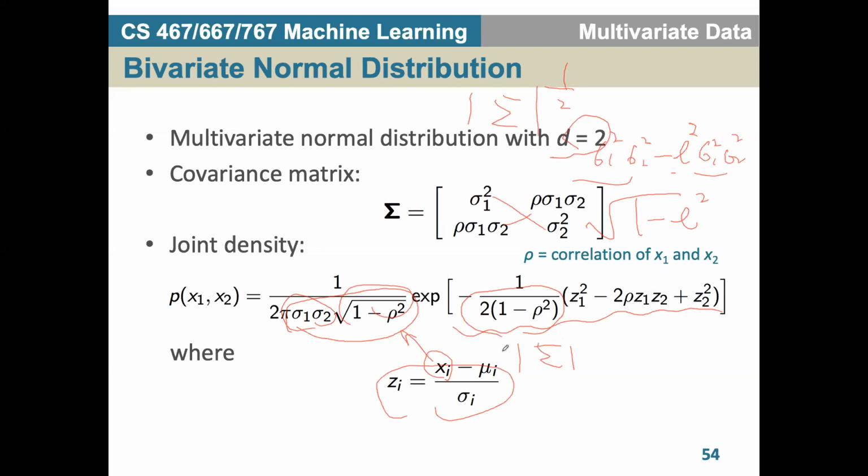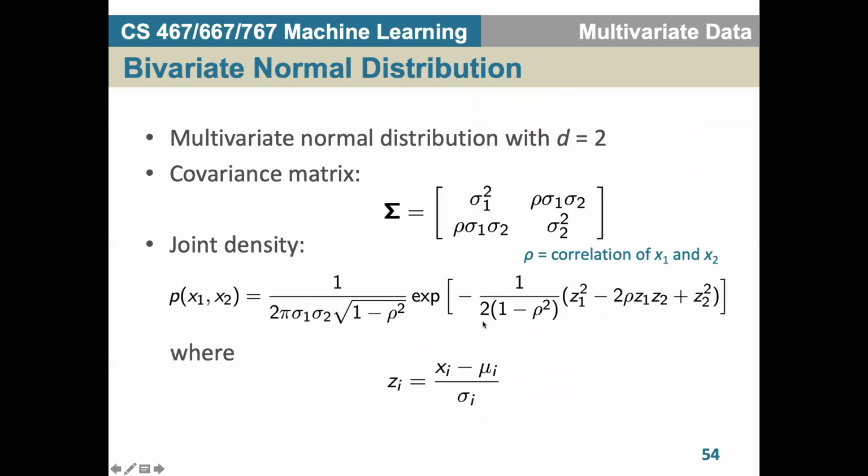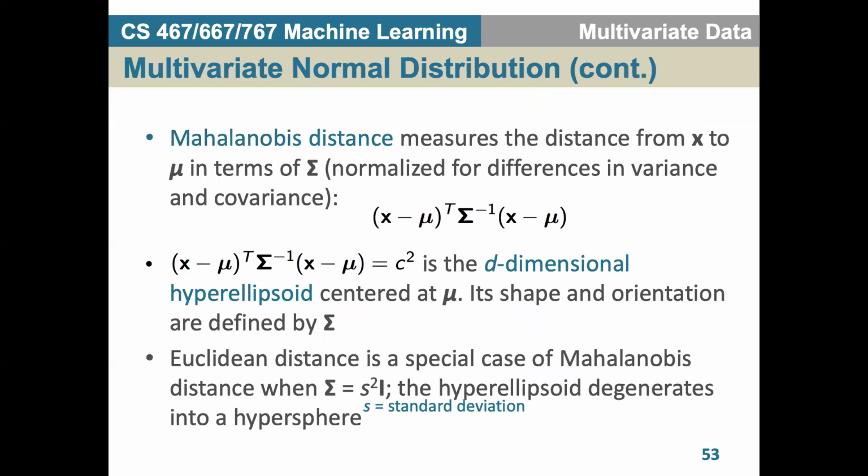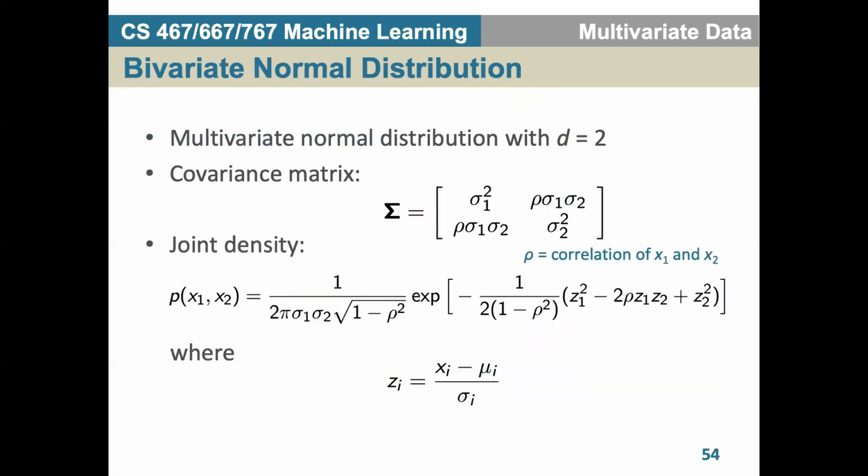Oh no, so this is actually a quadratic form, right? So let me see. If you look at here, this is the quadratic form. But let's take a look at the quadratic form. The quadratic form is saying you have x minus mu transpose times your sigma. Sigma is this: sigma 1 square, sigma 2 square, rho sigma 1 sigma 2, rho sigma 1 sigma 2, times x minus mu, right?